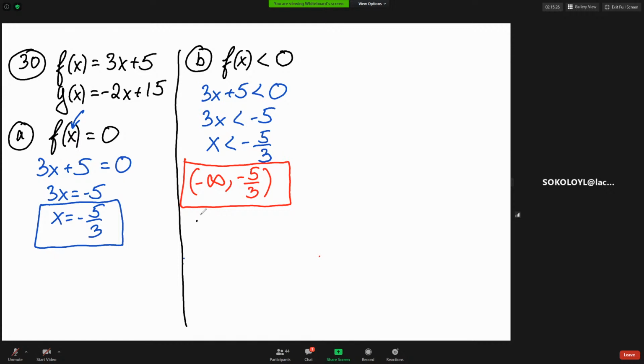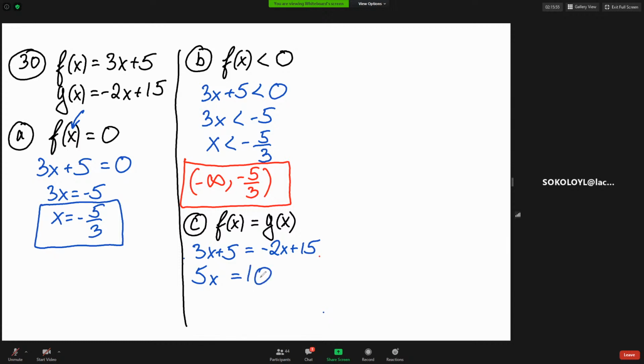For part C, we're asked to solve the equation f of x equals g of x. And again, this is algebraic, so we would just plug in our f of x and our g of x. This is a linear equation in one variable, so we would move 2x to the other side, so that would be 5x. We would subtract 5 on both sides. That would be 15 minus 5 is 10. So x equals 2.